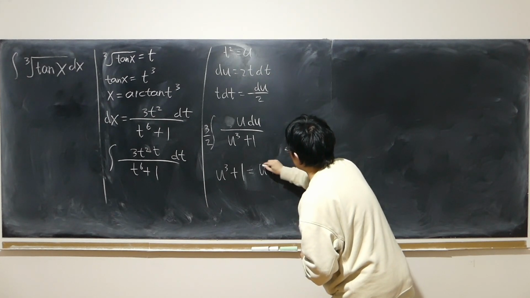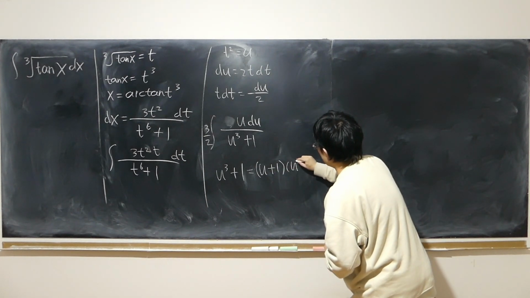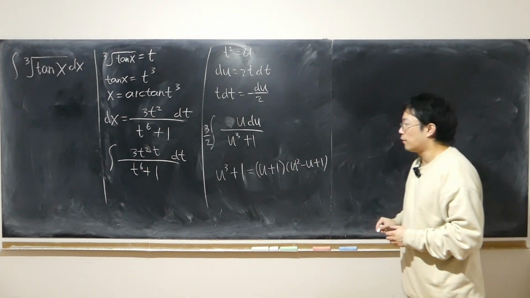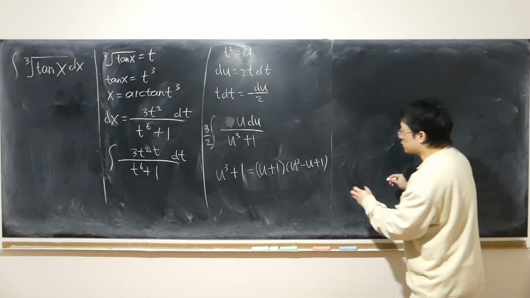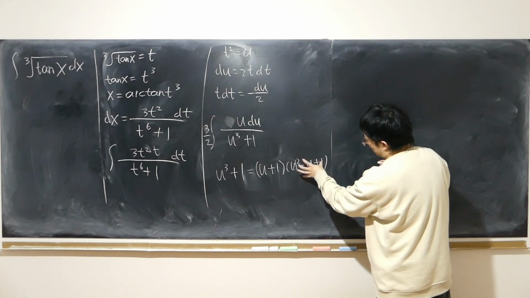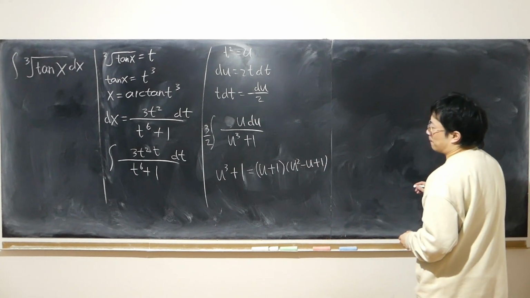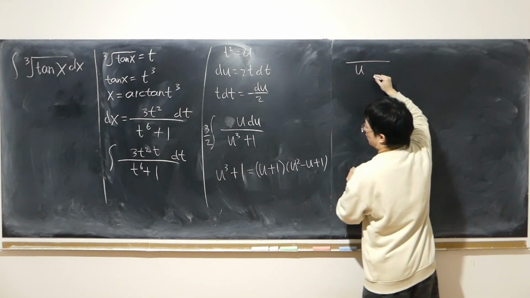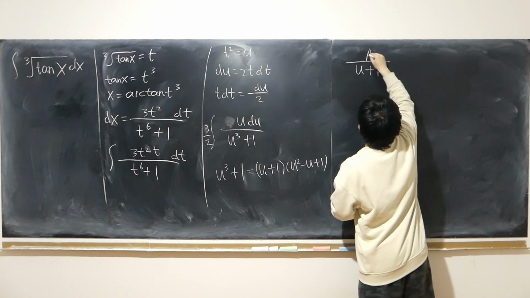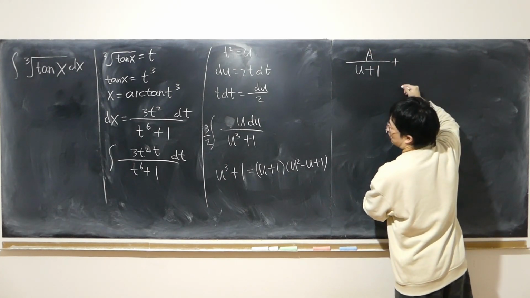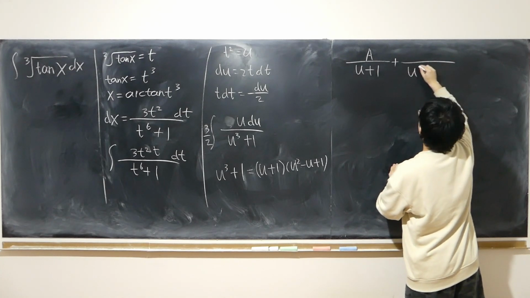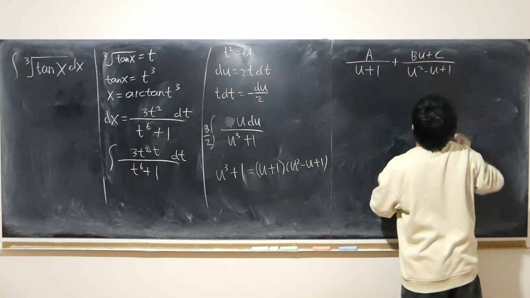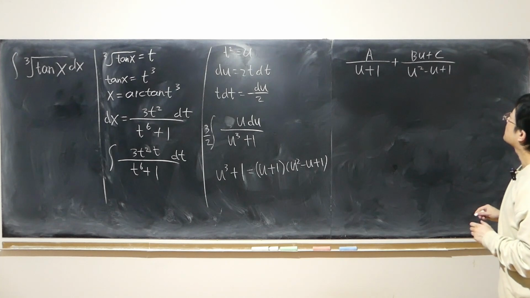First, use standard factorization: u cubed plus 1 is u plus 1 times u squared minus u plus 1. That's easily verifiable. Notice that for this quadratic the discriminant is already negative, so when we apply the formula, we separate the fraction: A over u plus 1, plus the other factor, B u plus C over u squared minus u plus 1. A, B, C are to be determined.